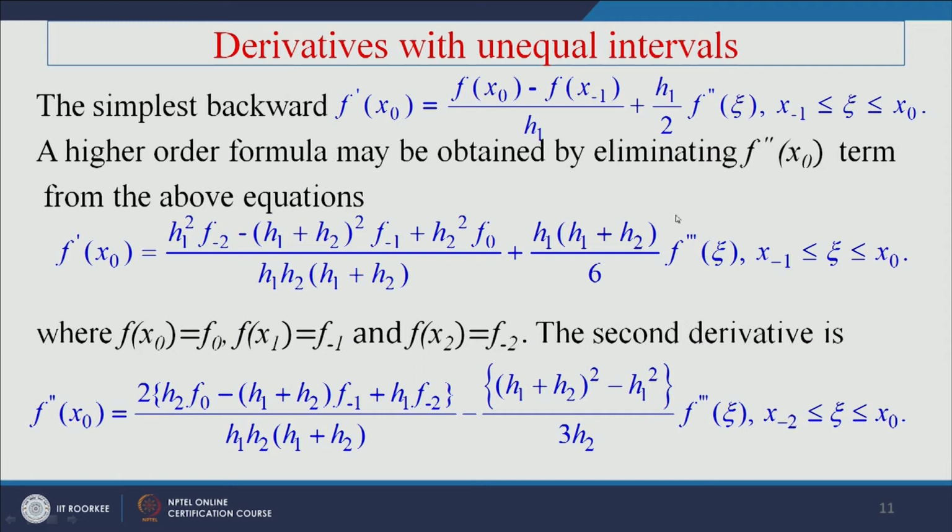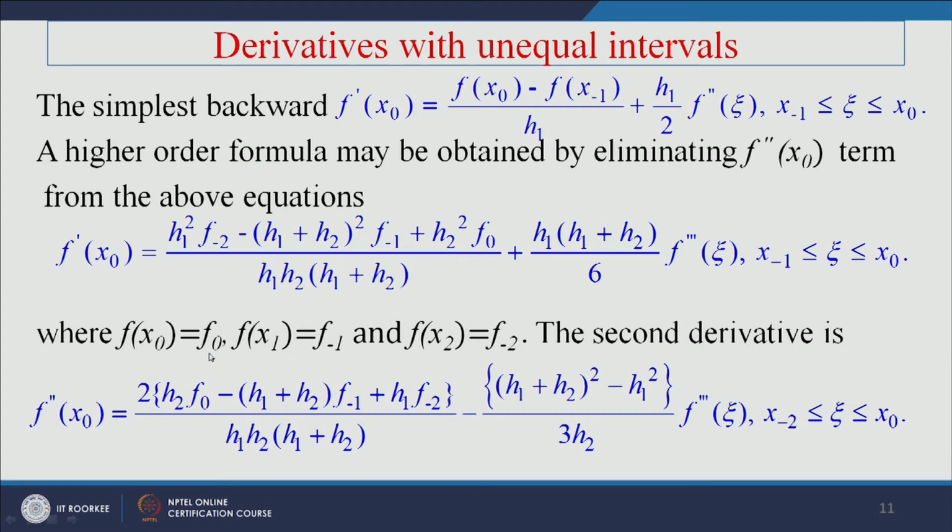So the first remainder term comes in the order of 3, and this remainder term is usually written as h1 into h1 plus h2 by 6 f triple dash of zeta, where zeta lies between x0 and x of minus 2. Since the points exist between x0 and x of minus 1, zeta should lie between x0 and x of minus 1.